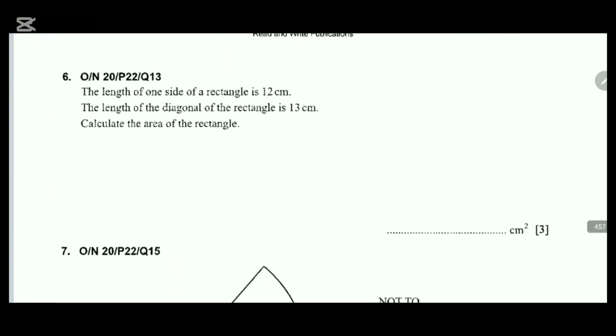Next question, the length of one side of the rectangle is given. So let's make a rectangle first.